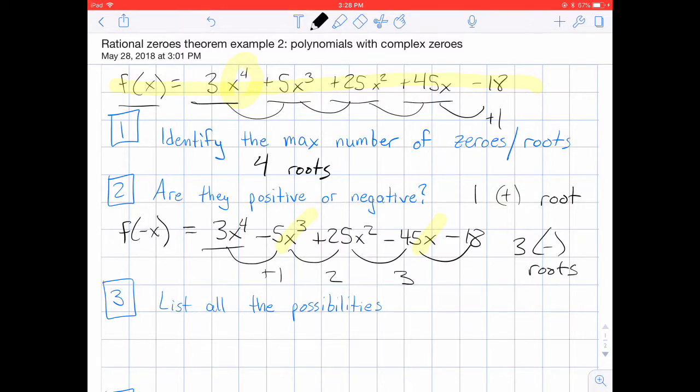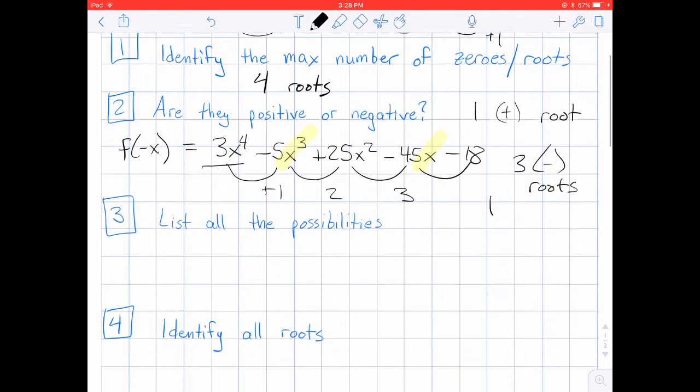But because we know that complex roots and irrational roots could come in pairs, this means we may only have one negative root and we'll have 2 complex roots, roots that involve i or that require the quadratic formula to find them. And that's what we're going to have here. So let's get to finding them.